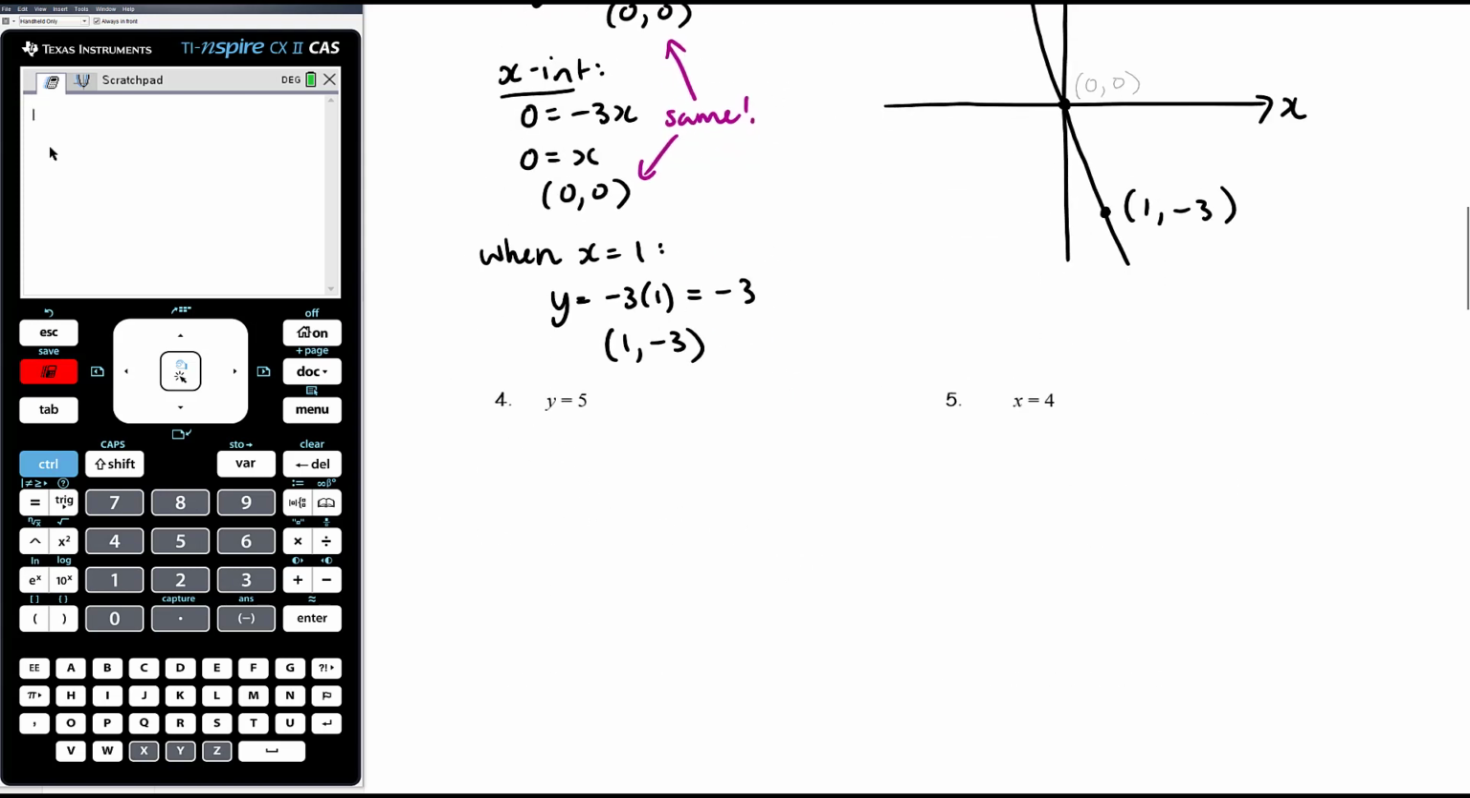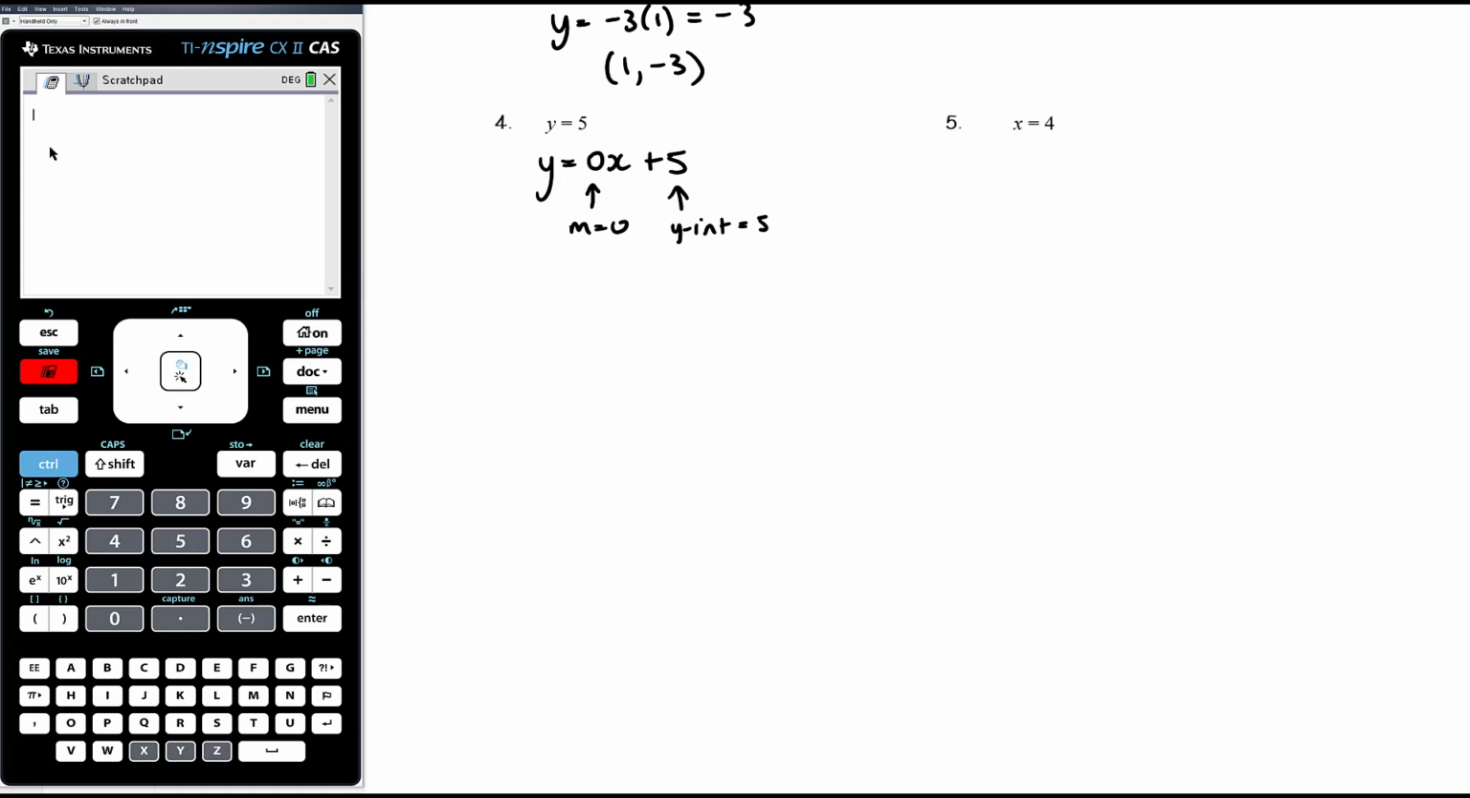Alright, example 4, we're looking at the line y equals 5. Now, we can think about this as being in gradient-intercept form. This is y equals 0 lots of x plus 5. So it's got a gradient of 0 and a y-intercept of 5. A line with a gradient of 0 is horizontal. We talked about that in the previous video on gradient. So it's a horizontal line with a y-intercept of 5.